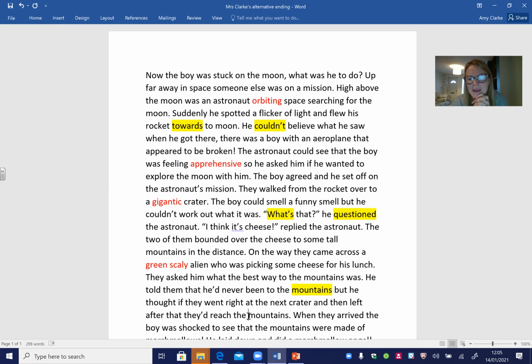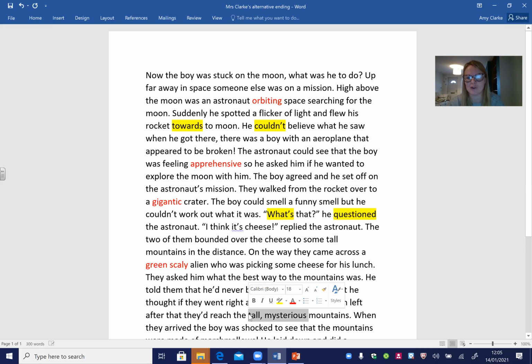Pause the video now and have a think. Right, I was thinking that we could use two words so we could reach the tall, mysterious mountains. Now I've got a better image in my head of what the mountains would look like. So I'm thinking that in the distance, I can see why they want to visit them now, because they're mysterious and they look really tall as well.